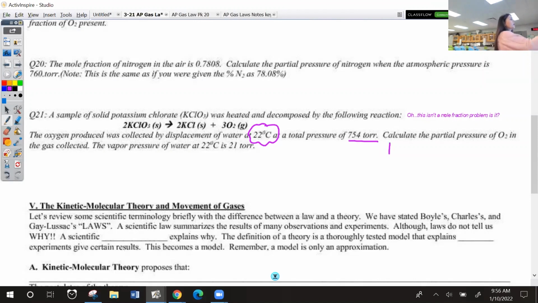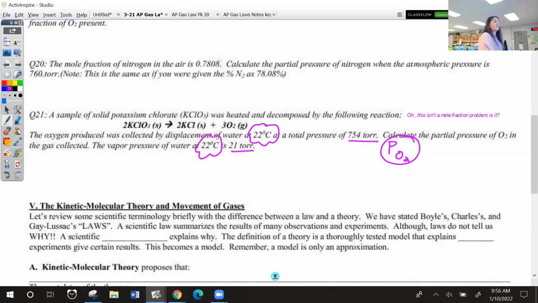So what are we looking for? We're looking for PO2. And then they give us the vapor pressure of water is 21 torr. Now you're looking at this and you're like, I don't know, P1 V1, P1 over T1 equals P2 over T2, but the temperature doesn't change. Wrong, you're not doing that. Sometimes we want to just start throwing things in and then it doesn't make any sense.